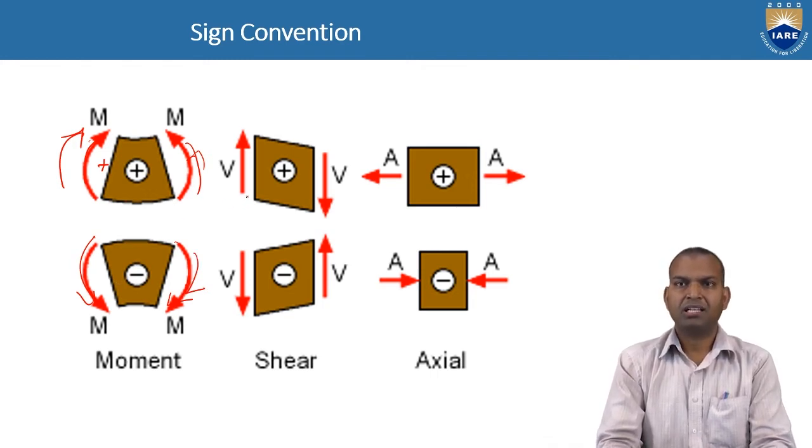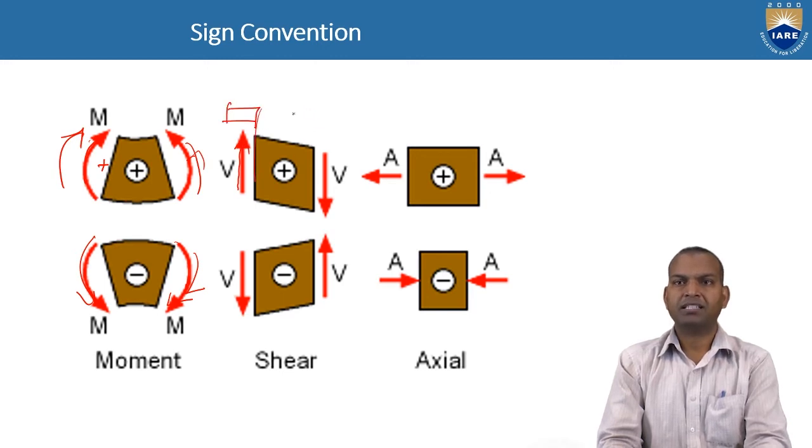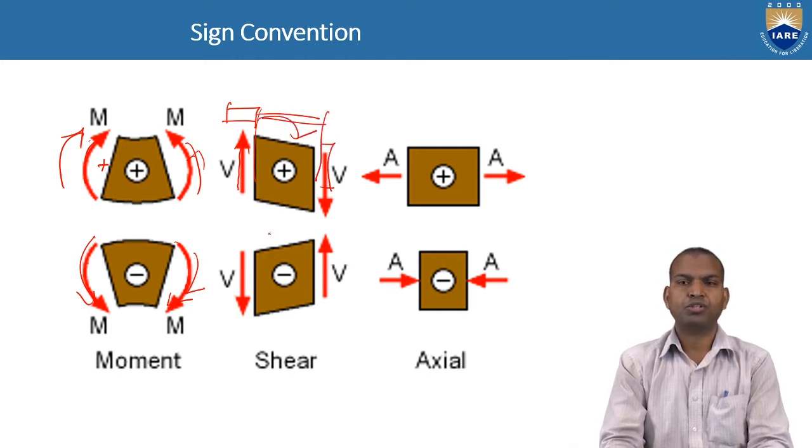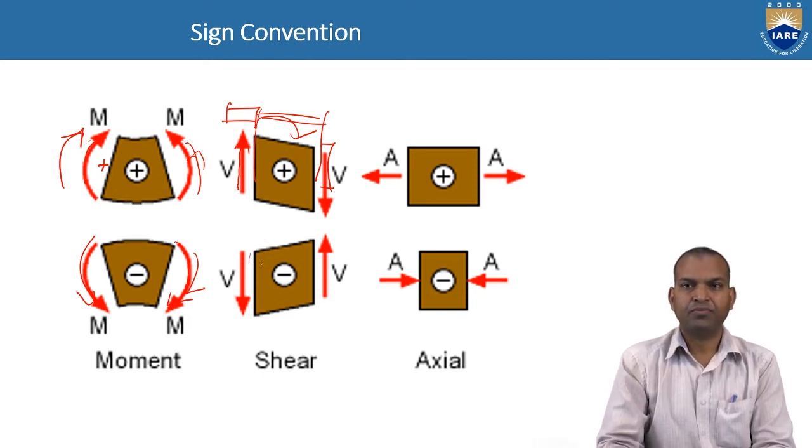Whereas in the sign convention for shear force, you can see here clockwise. This clockwise portion is how the section is moving. And on the right side, the section portion is moving downwards. Then it is called positive sign convention, positive shear force. In the opposite direction to positive shear forces, it is the negative shear force.